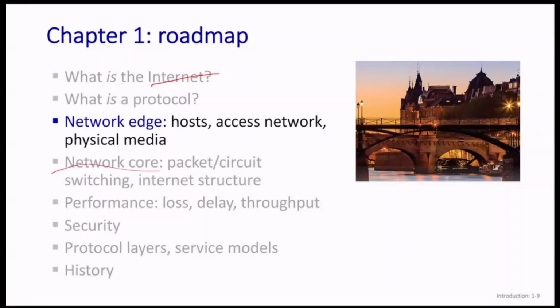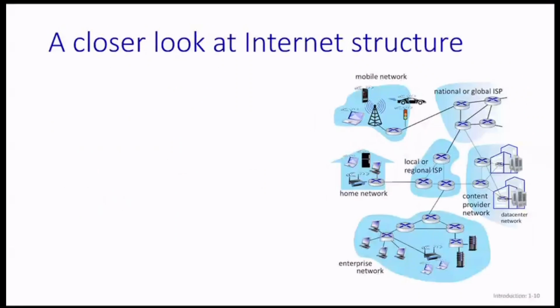In this class, we mainly focus on the network edge. We discuss several access networks. If you review this figure, there are two parts. The first part, the inner part, is the network core, including interconnected ISPs, internet service providers. And for the outer part, there are several access networks: the mobile cellular access network, the home access network, the enterprise access network, and the data center access network.